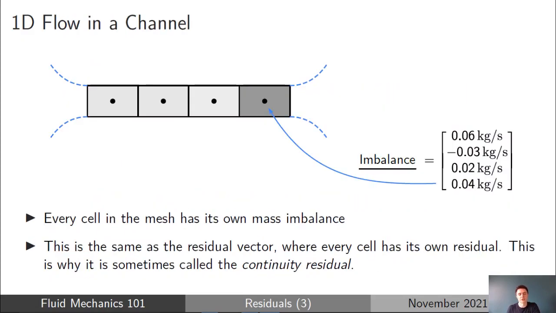And of course, what we do is we carry out this process for all of the cells in the domain, and each cell in the domain has its own mass imbalance. So for this particular mesh that we're considering with 4 cells, there are 4 different mass imbalances. And we can arrange those into a vector in the same way that we did for the residual vector before. Each of the components of this mass imbalance vector gives the mass imbalance in a particular cell in the mesh, and they're all different.